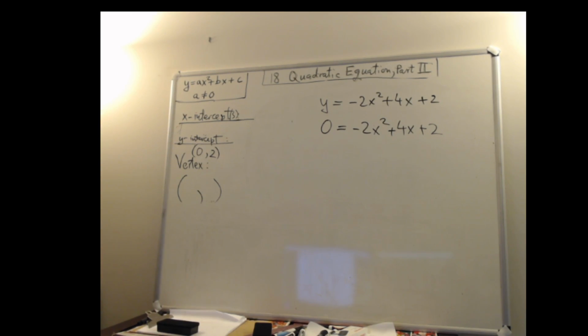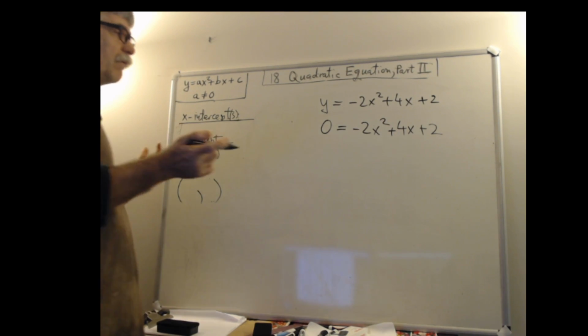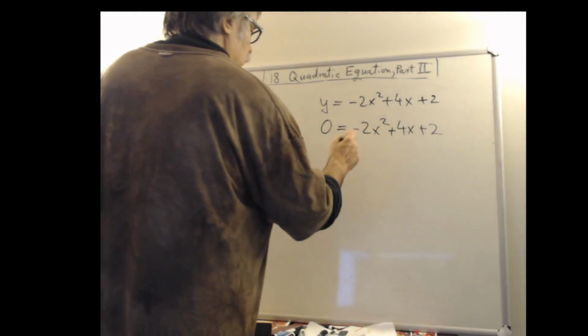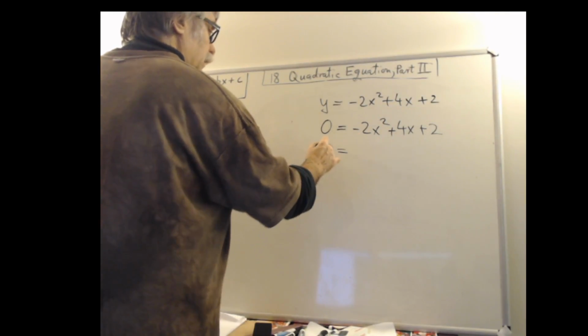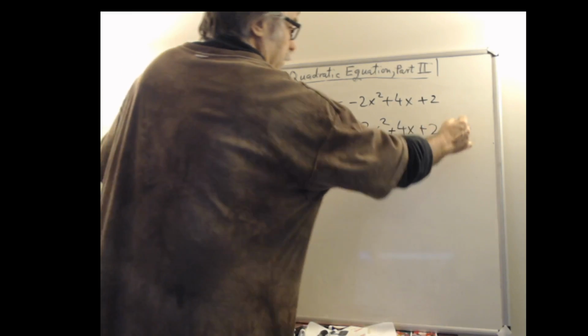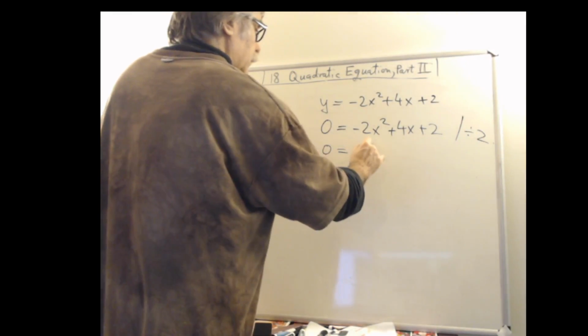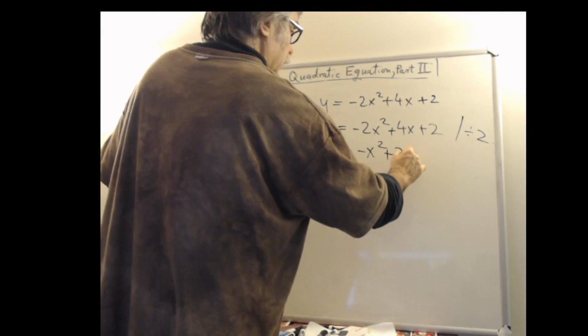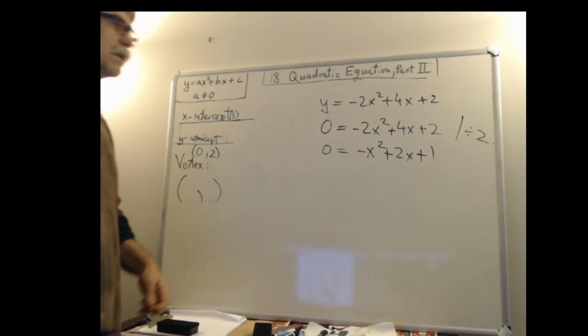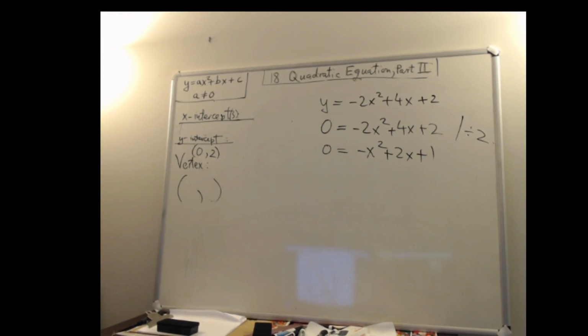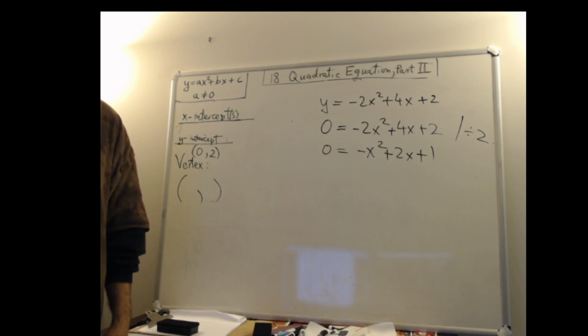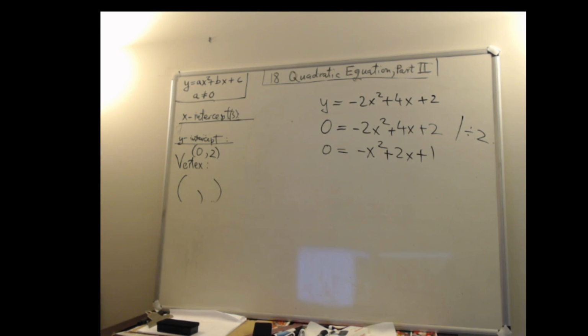I actually have the same thing I had moments ago. When you divide everything by 2, you get 0 equals negative x squared plus 2x plus 1. And this is pretty much the same thing I got moments ago. Alright? So, you check it out.